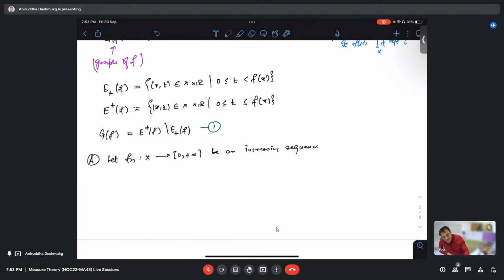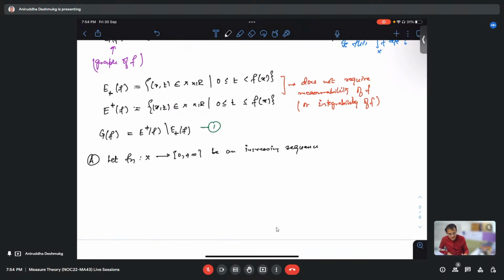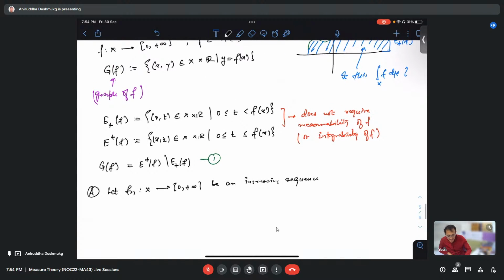Okay, notice that all these definitions do not require measurability of f, or even integrability of f. We can just define this E lower star and E upper star of f. They can be defined for any f. And in fact, for any f, the graph of f can be written like this. So all these definitions and conclusions are independent of measurability.